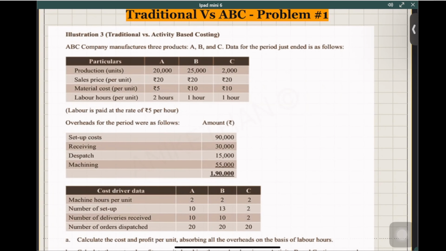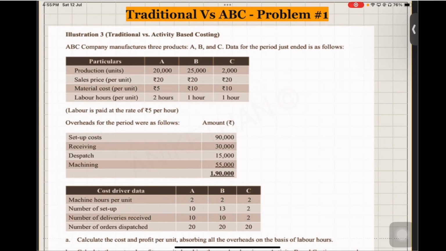Now let's understand this question first. This is a traditional versus activity based costing question. ABC company manufactures 3 products A, B and C. So then only there is a benefit. It manufactures multiple products. Data for the period just ended is as follows. So what all detail you have: production, sales, material cost, labor cost.